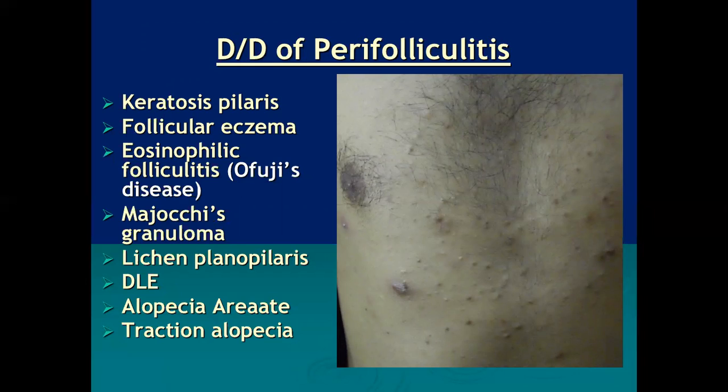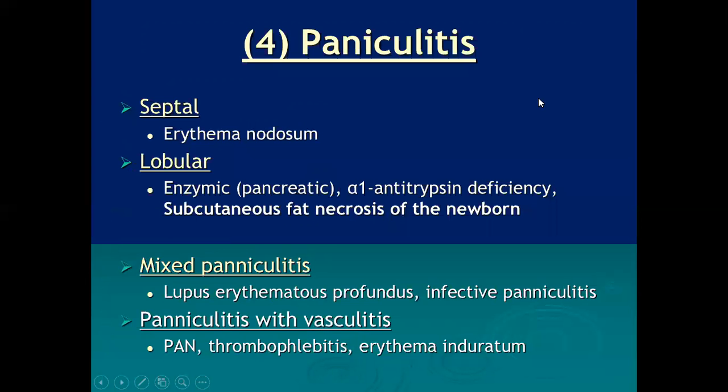In addition to this perifollicular infiltrate, there are other findings which will be characteristic of such conditions. For example, in KP, there will be follicular plugging. In follicular eczema, there will be follicular spongiosis. In Majocchi's granuloma, there will be PAS positive spores within the hair follicles. In DLE, there will be perifollicular and periadnexal infiltrate along with the interface change. So there are different other patterns which would be seen in perifolliculitis.